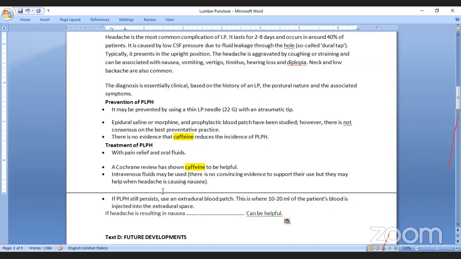Your keyword is nausea. If the headache is resulting in, means causing, nausea. So there is no evidence to support their use, but maybe they help when headache is causing nausea. So intravenous fluids. The answer is intravenous fluids.